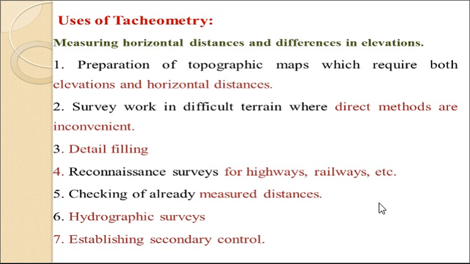Reconnaissance survey for highways and railways. A reconnaissance survey is a rough type of survey needed before the detailed survey is carried out. Hence, in that case tachymetry is used. Then checking of already measured distances: cross verification of distances measured with tape or chain is done with tachymetry. Then hydrographic surveys, which are surveys related to water sources. Next, establishing secondary controls in mountains. In that case, tachymetry is used.